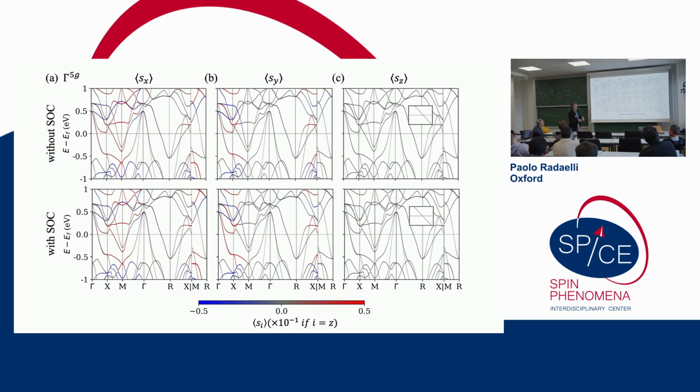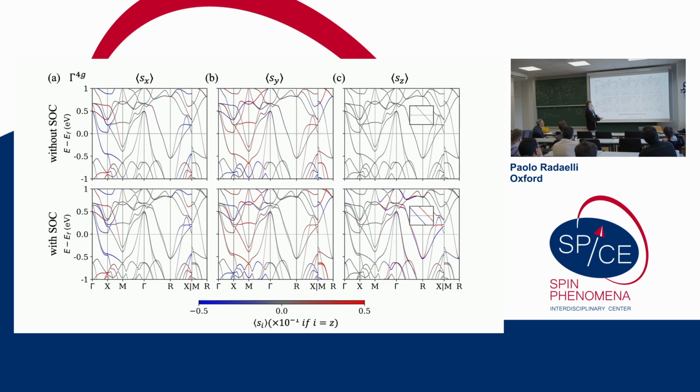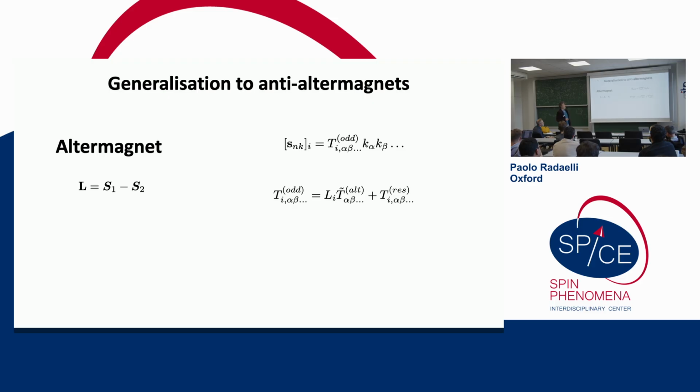So there's no way to permute the spin anywhere. Basically, in the absence of spin-orbit coupling, there is no splitting of the bands along the gamma-R direction. And in the presence of spin-orbit coupling, there's only splitting in the gamma-4G, which is the one that allows ferromagnetism. And it's all as expected, okay? Right, okay, let me move to anti-altermagnetism, unless you want to ask a question about the color stuff.